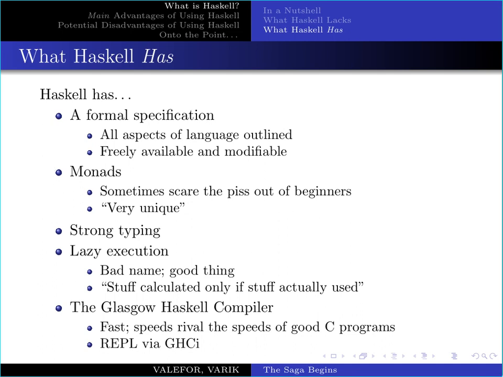Speaking of monads before, Haskell has monads, which are known to scare beginners and be, quote, very unique, unquote. We also have strong typing, which means that often you can get the gist of the purpose of a function by just looking at its type signature. And you can search for functions by searching for type signatures on Google.